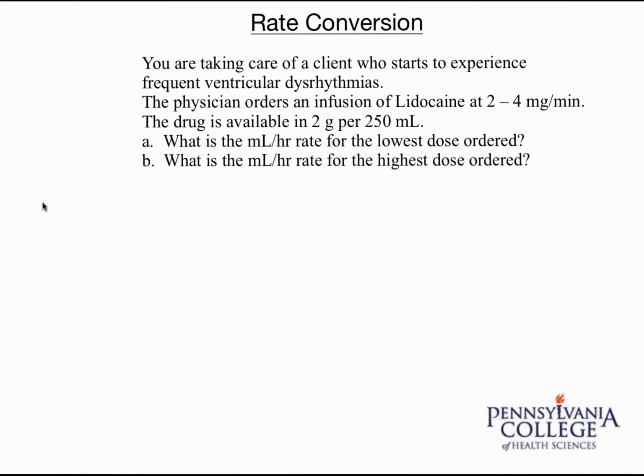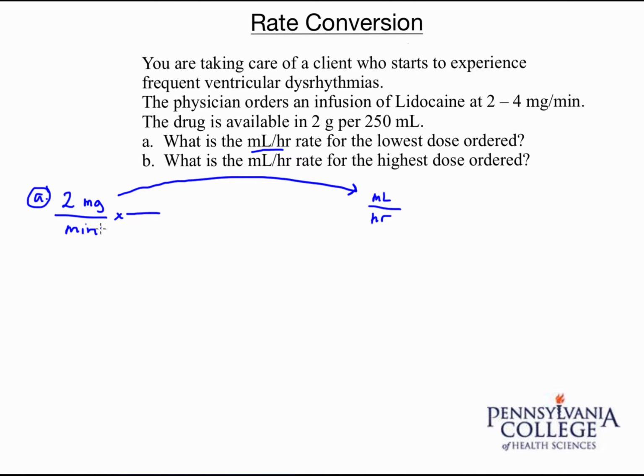The first thing we need to do is to convert our minimum dose of 2 milligrams. So if we look at part A, we need to take the 2 milligrams per minute and convert that so that we have milliliters per hour. I'm going to use dimensional analysis because I can see that this is going to have multiple steps. I see that I need to convert milligrams into milliliters, and I need to convert minutes into a unit of hours. Since the units of minutes to hours is a little bit easier, I'm going to start there.